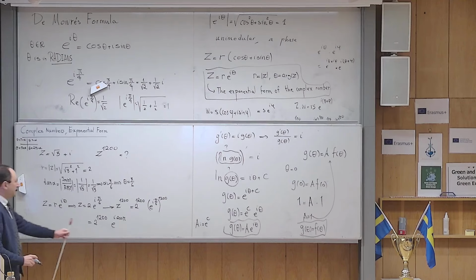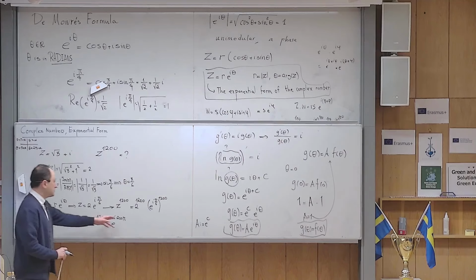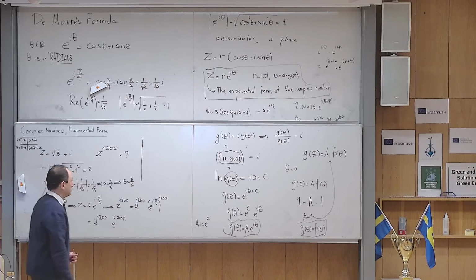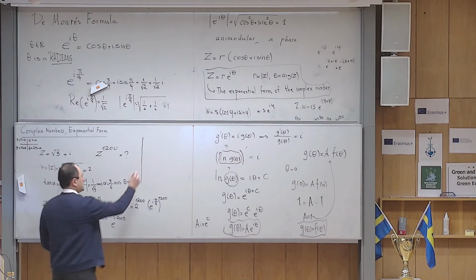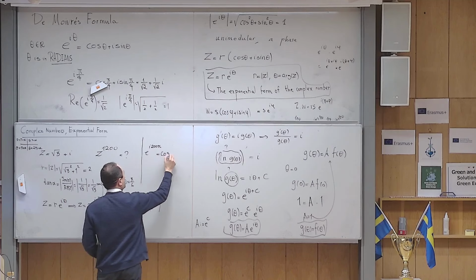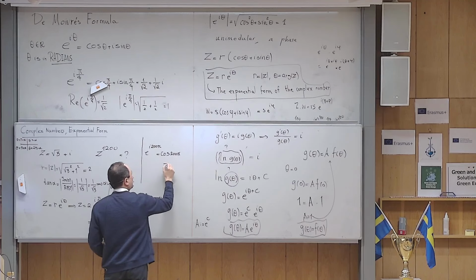But then you have to calculate this. If you leave it like this, this is not acceptable. And this is where De Moivre's formula is useful. So what can I write about e to the power of i 200 pi? This is nothing except cosine of 200 pi, because 200 pi is playing the role of theta.